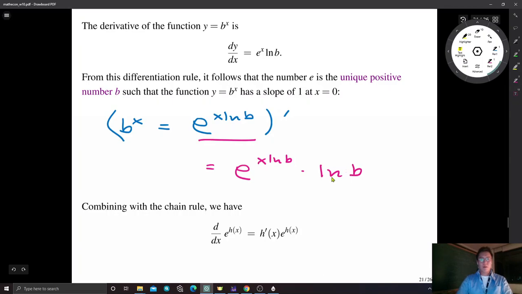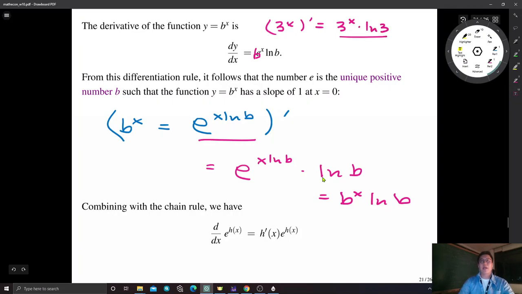Okay? So after taking the derivative, we have e to the power x ln b, but that is identical with b to the power x. So we obtain b to the power x ln b. So I think this is a typo. It should be b. So b to the power x rather than e. Alright, so for example, how to take the derivative of, say, 3 to the power x. So we rewrite this function, 3 to the power x, and then multiply by ln 3. Okay, so that is the derivative.